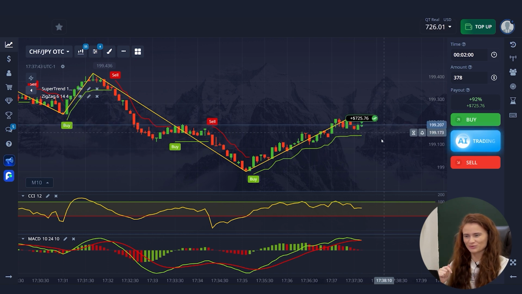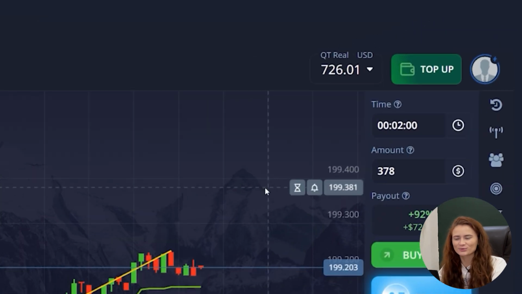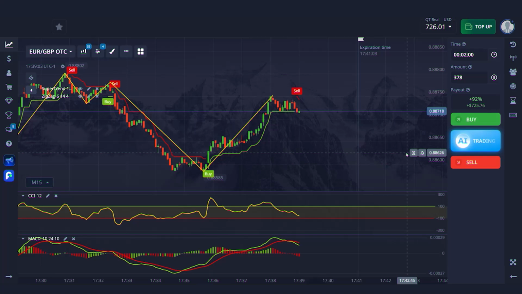The price has risen quite strongly and my capital has increased, guys, and it is now $726. Let's keep working because there are a couple more trades ahead.